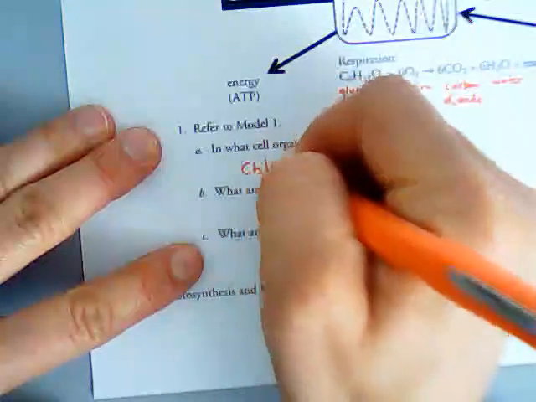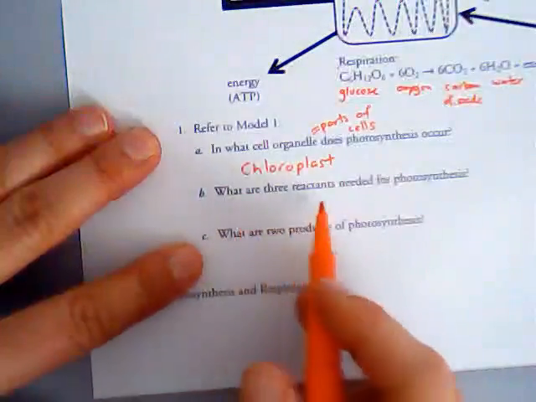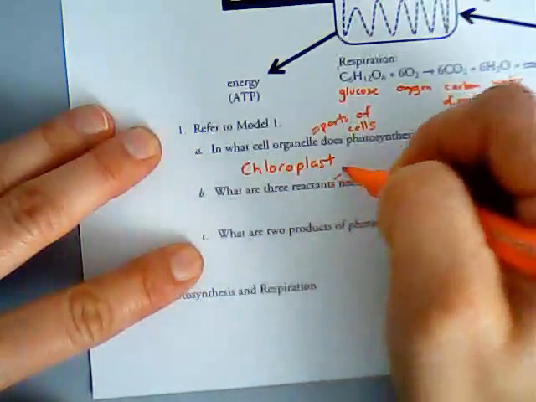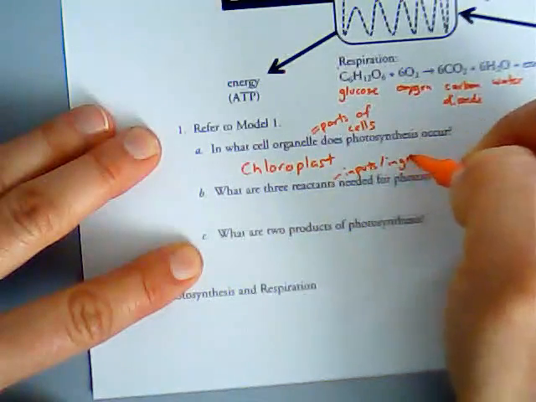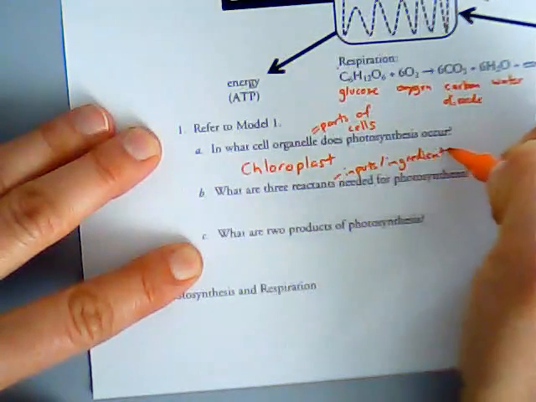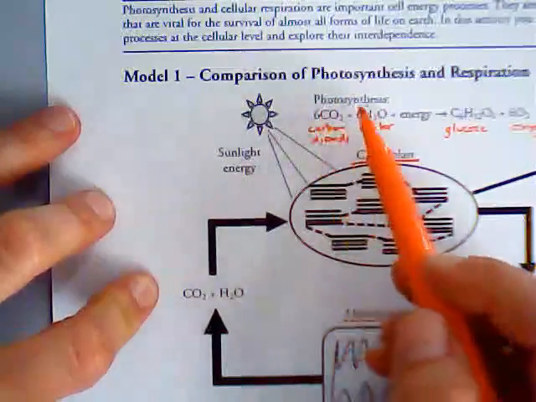So all I'm doing is moving that information there. So chloroplast. Now, what are the 3 reactants? Reactants are the inputs or ingredients for this process to take place. So then I go back and I'm looking, and I need 1, 2, 3 things.